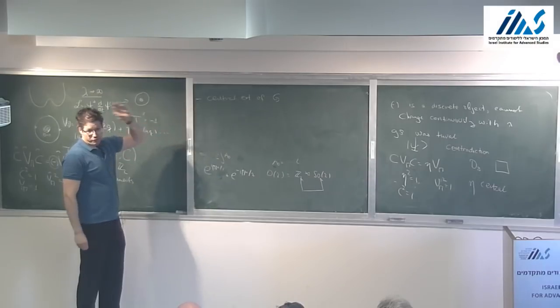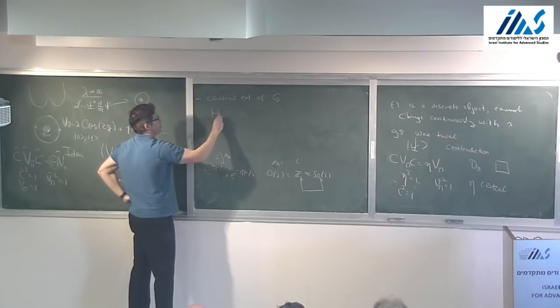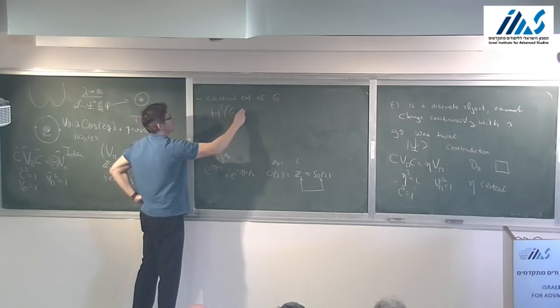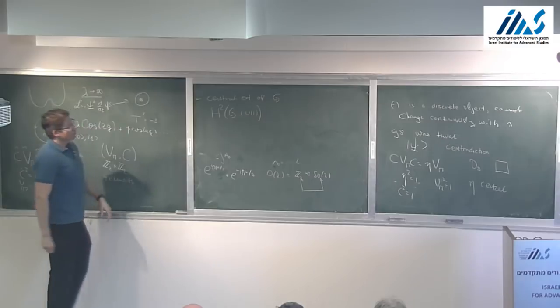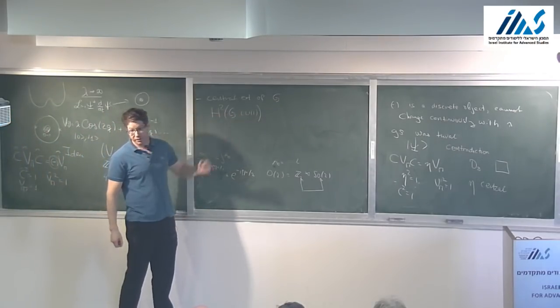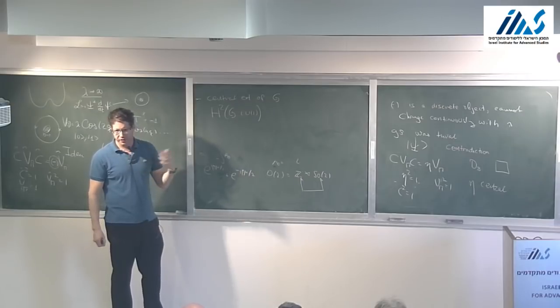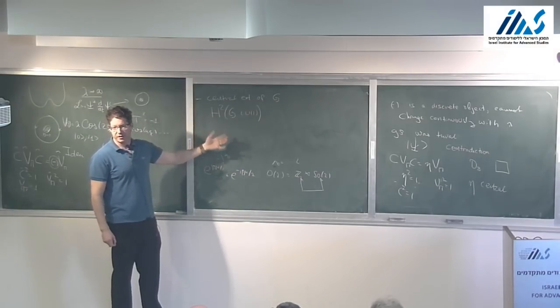And this is also a comment for the slightly more advanced students. Central extensions of groups are classified by H2(G, U(1)), which is a group cohomology object. If you look at the condensed matter literature, this is also exactly what classifies SPT phases in one spatial dimension, bosonic SPT phases in one spatial dimension. And that's not a coincidence, because SPT phases are the same as anomalies.